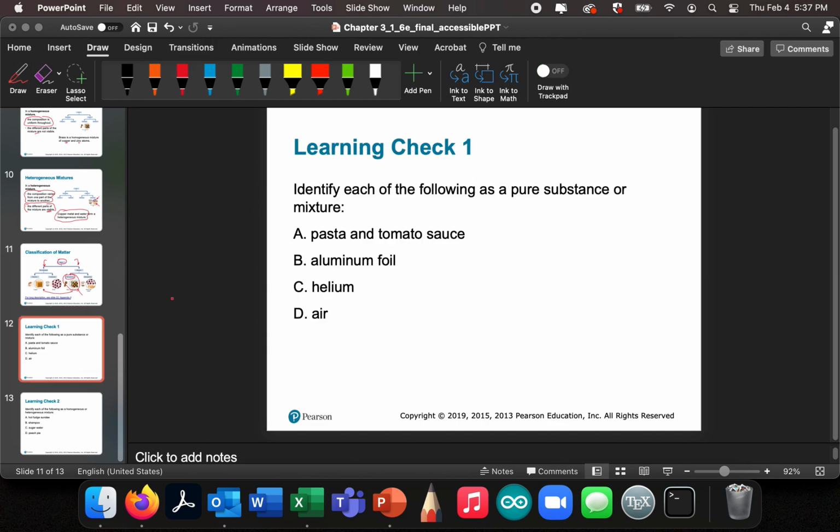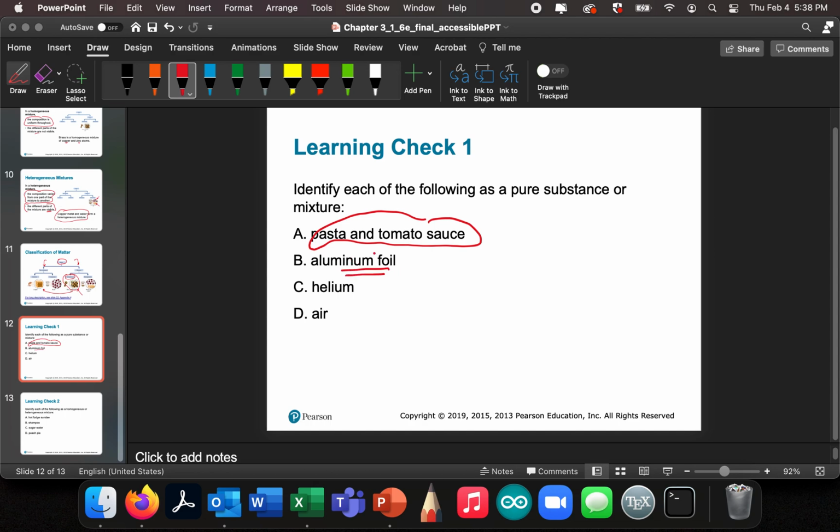I'm going to show this learning check. I encourage you to pause the video, come up with an answer, and then come back on and see what I say. Okay, so let me suppose you paused it. This is definitely a mixture. Pasta and tomato sauce. You can tell by looking at it, right? It's not just a mixture, it's a heterogeneous mixture, right?